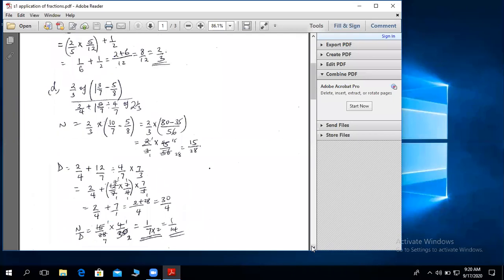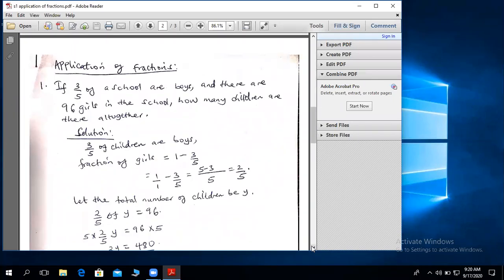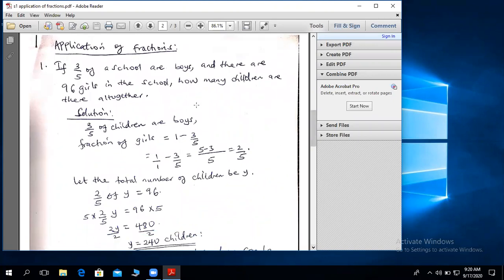So today, I want us to look at some questions where we can apply fractions. Application of fractions. And without wasting time, I begin with an example. If 3 out of 5 of a school are boys, and there are 96 girls in the school, how many children are there all together?